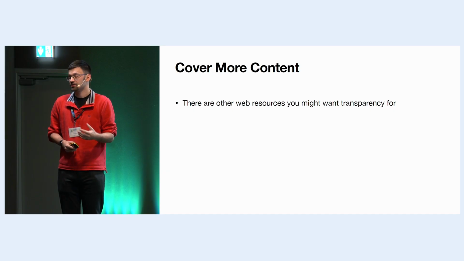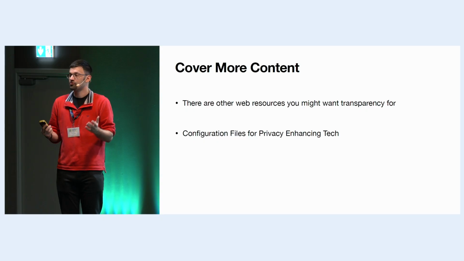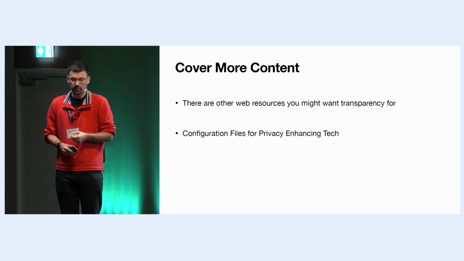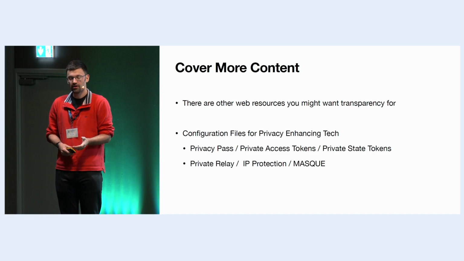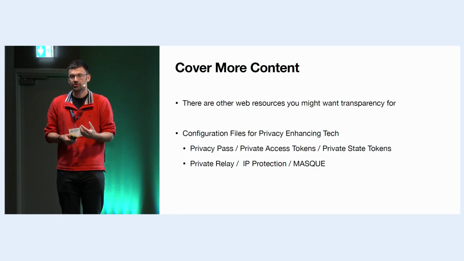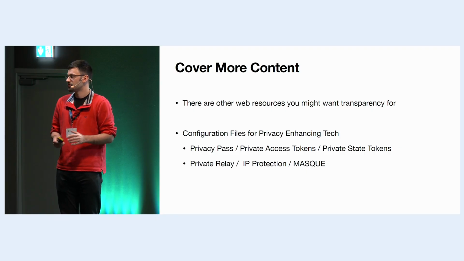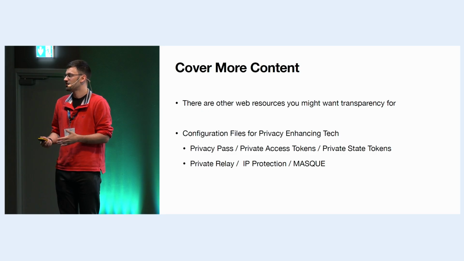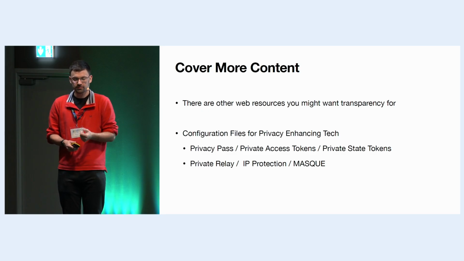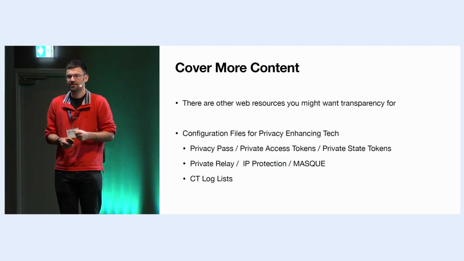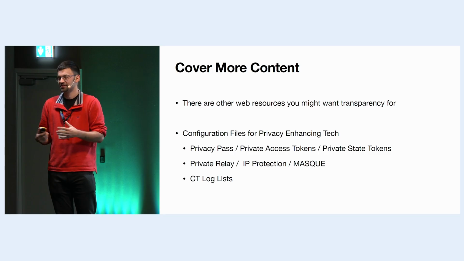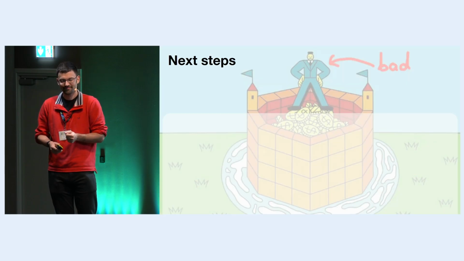Similarly, applications might not be the only thing that you want transparency for. There's a whole family of privacy-enhancing technologies making their way onto the web. Some examples are the things from Privacy Pass, like private access tokens and private state tokens, or IP protection systems like VPNs, Private Relay, MASQUE. These technologies rely on a shared configuration file, and users only get privacy if they all have the same file, and transparency can be an important way to provide that. You also might be updating your clients remotely with a log list, and maybe you'd like some transparency for your system, your changes to your transparency enforcement.